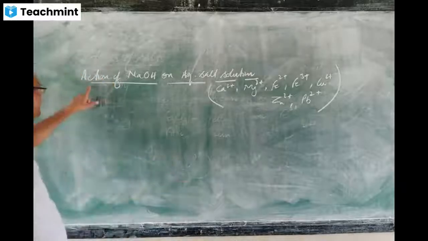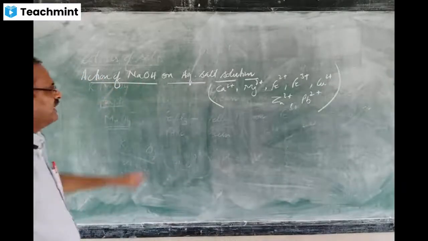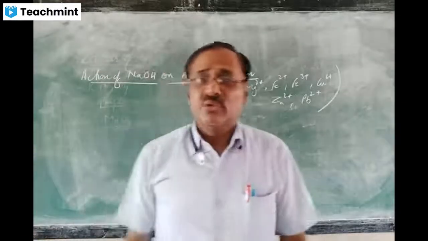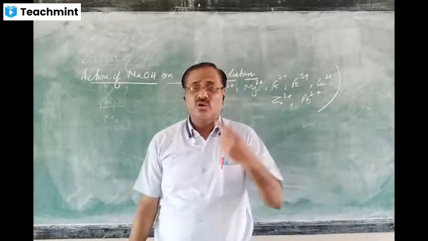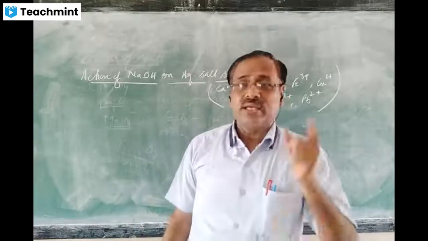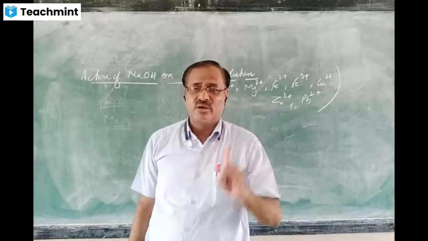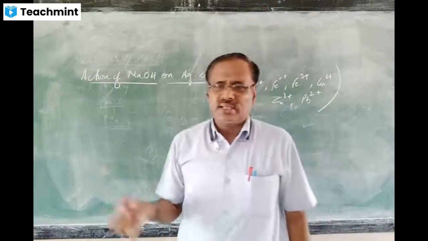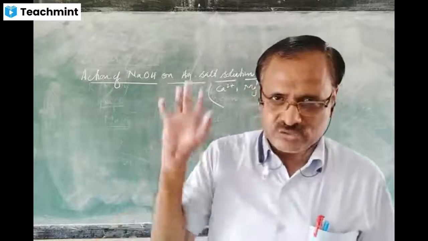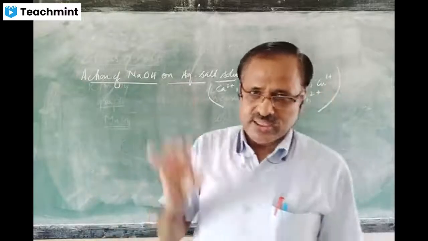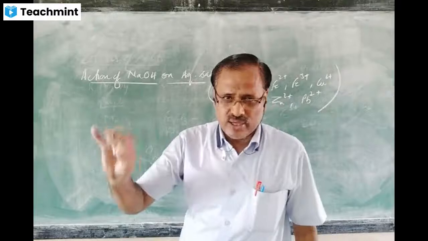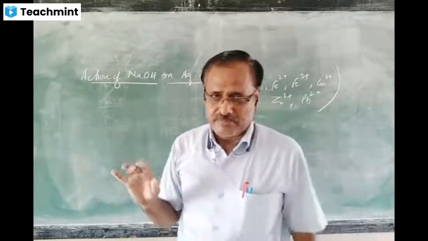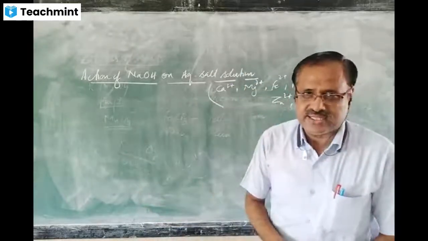What heading is given? Action of sodium hydroxide on aqueous salt solution. It means you can take these cation salt solutions which are soluble in water. Only soluble salts can be used, insoluble salt cannot be used. The reason is that we will take the salt solution in a test tube, then add first drop wise sodium hydroxide, then excess amount. We see the color of the precipitate, and whether this precipitate is soluble or insoluble. Based on that, we can recognize which cations are present.